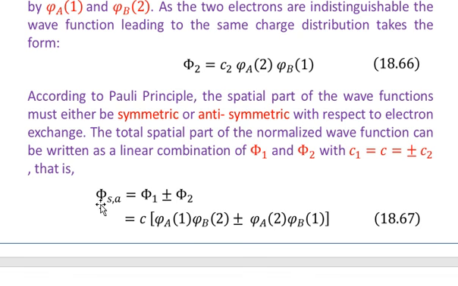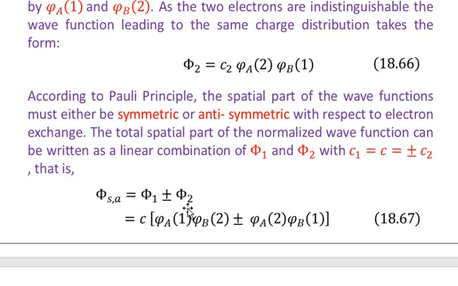So we have a wave function phi of SA, where S stands for the symmetric case and A stands for the antisymmetric case. So phi of SA is equal to phi 1 plus minus phi 2. For the symmetric case, we shall assume the positive sign. For the antisymmetric case, we shall assume the negative sign.